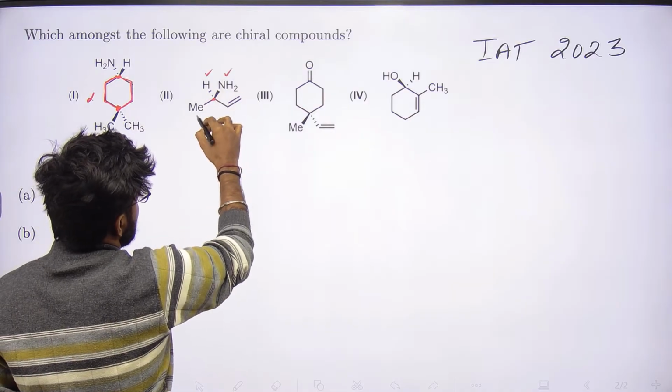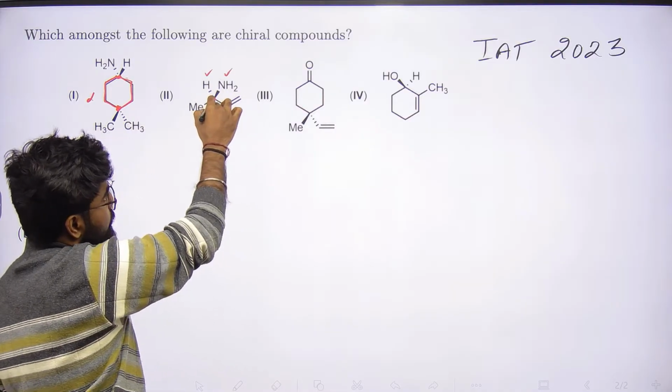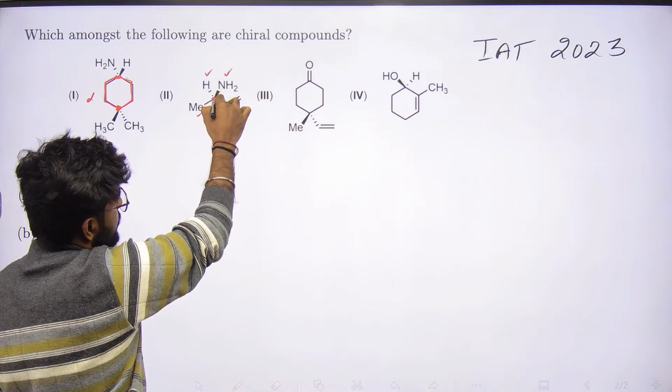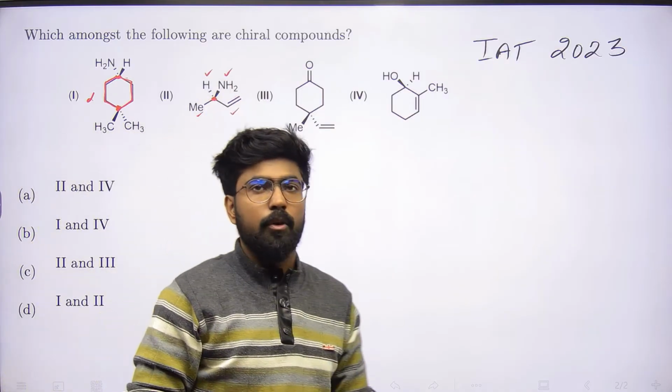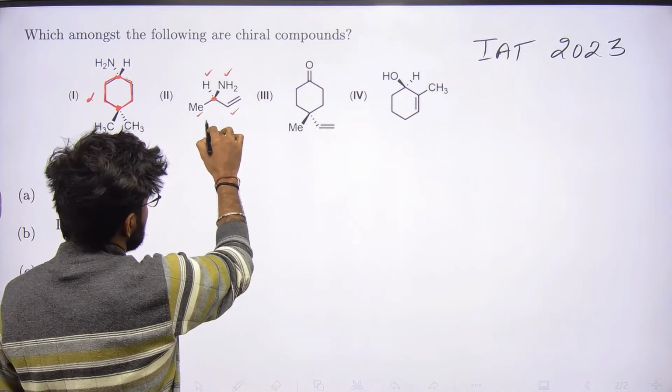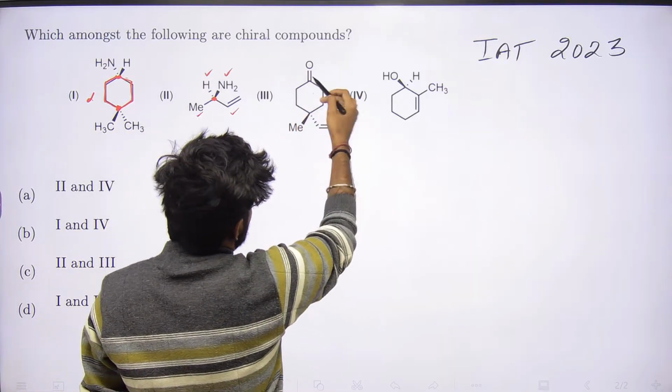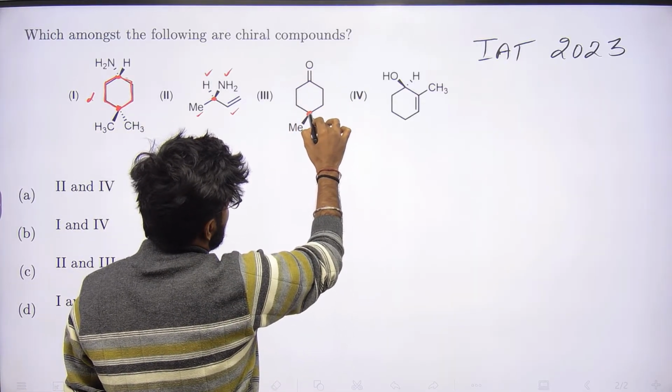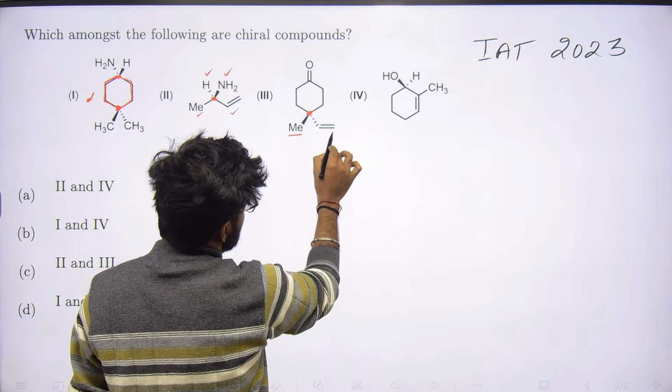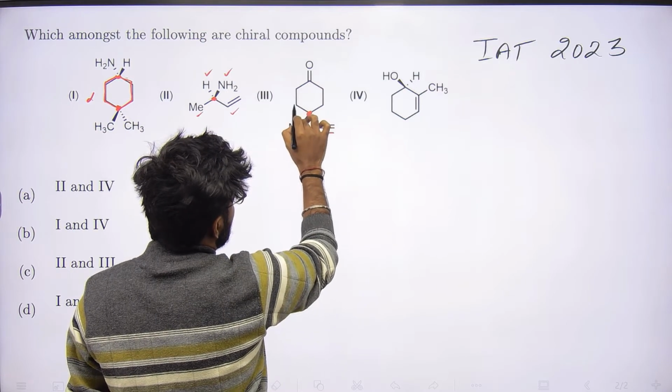Now the second one is pretty basic. H, NH2, Me and this vinyl group, all 4 different groups attached to this particular carbon, make this molecule chiral. So this is chiral, right? Now the third one, look at this carbon attached to methyl, vinyl and again to the ring.